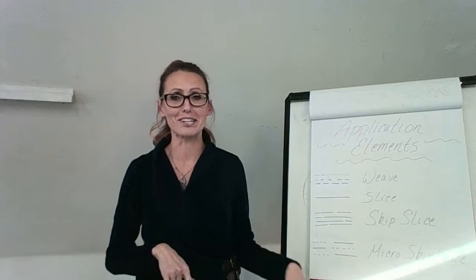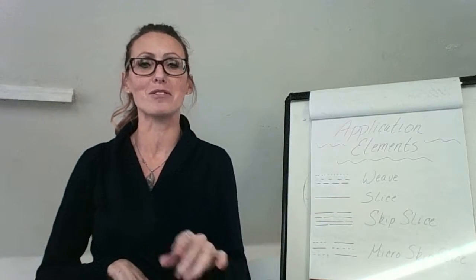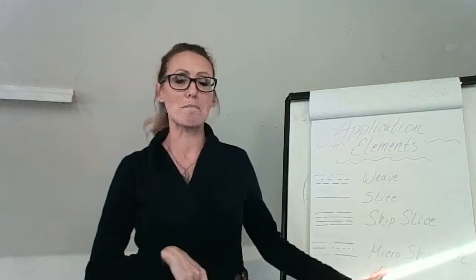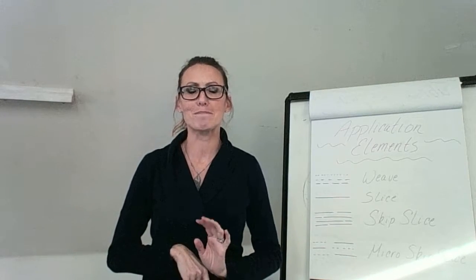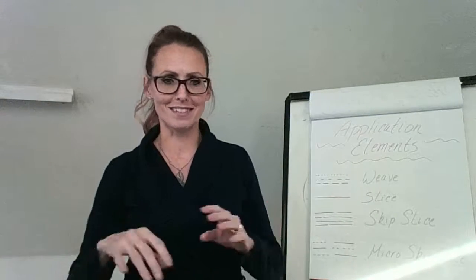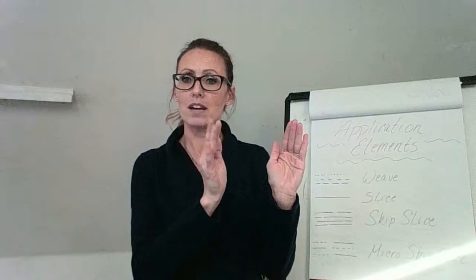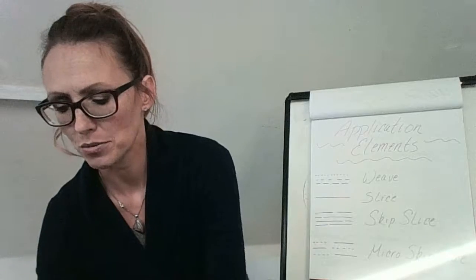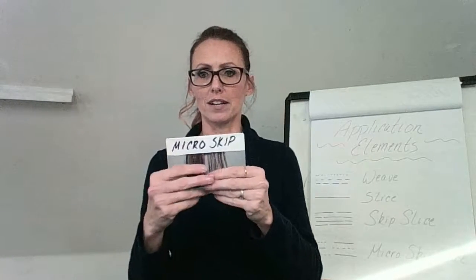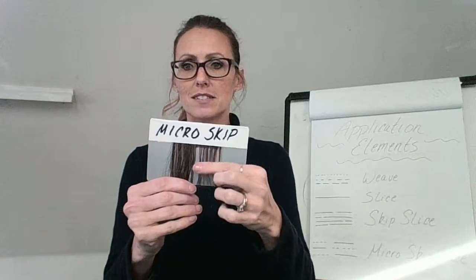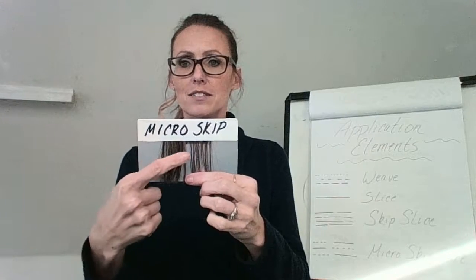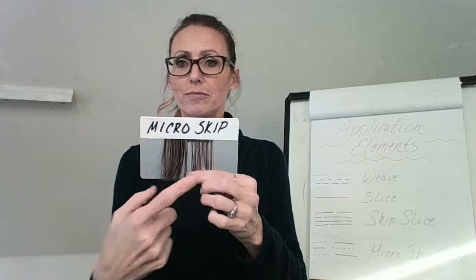For this collection and our last collection, so you guys might be familiar with this as well, we have our micro skip. So the micro skip is literally one of my favorites. Within one foil, you'll have a slice, a small skip, and then you'll weave. I do have a little model here to show you guys. So that's going to look like this inside the foil. You've got your slice, your skip, and your weave.